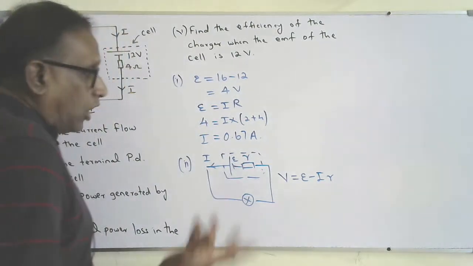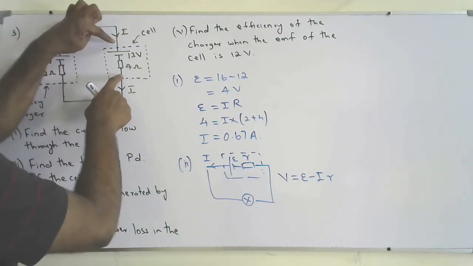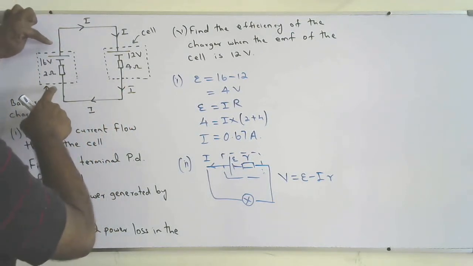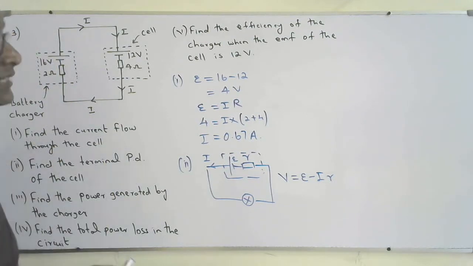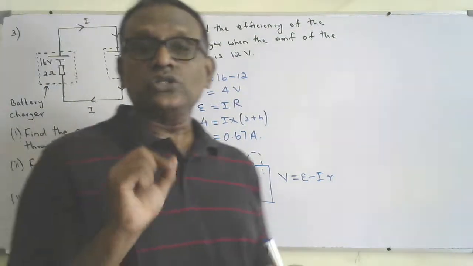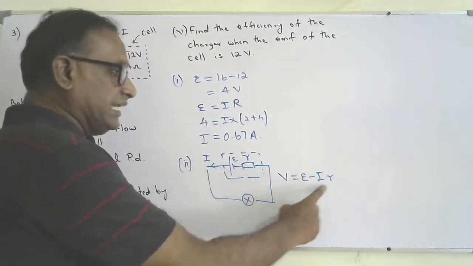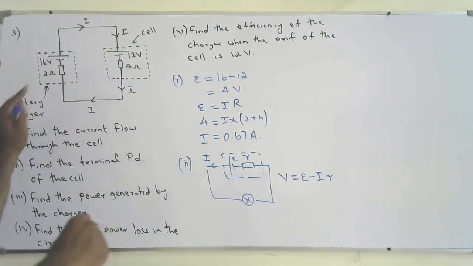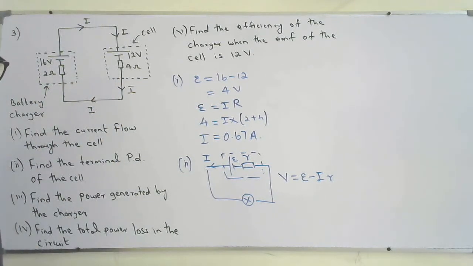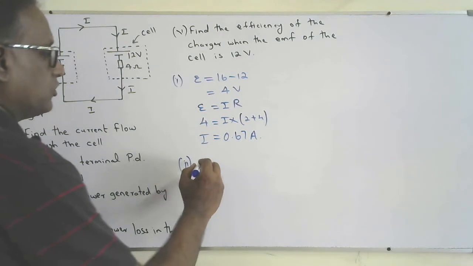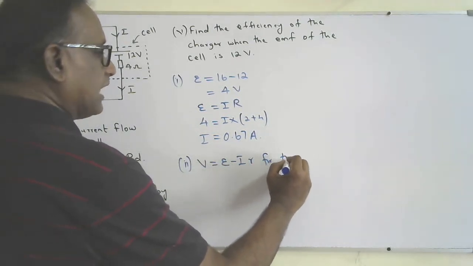So how can we find the terminal potential difference of the cell? I already told you that the terminal potential difference of the cell is the same as that of the charger. But for the charger, current is coming out of the positive terminal of the charger. So I can use the same equation V equals E minus Ir. For the charger, that terminal potential difference will be the same for the cell also. So use V equals E minus Ir for the charger.